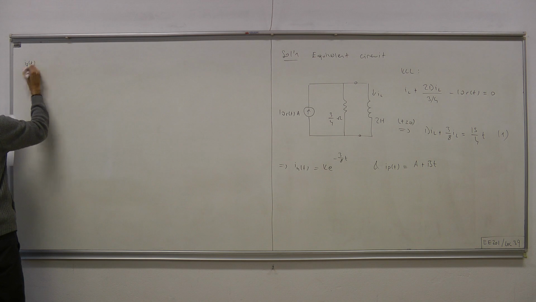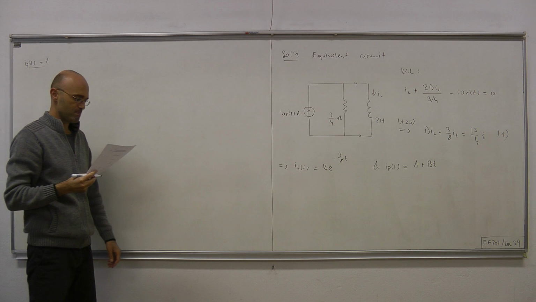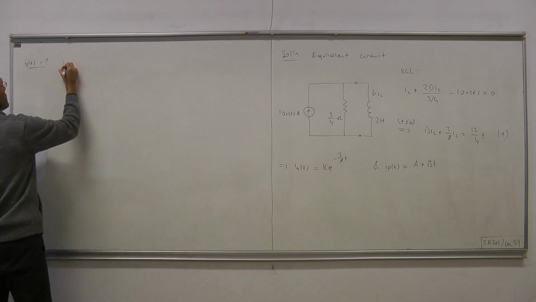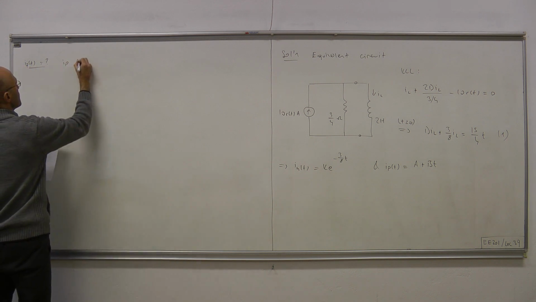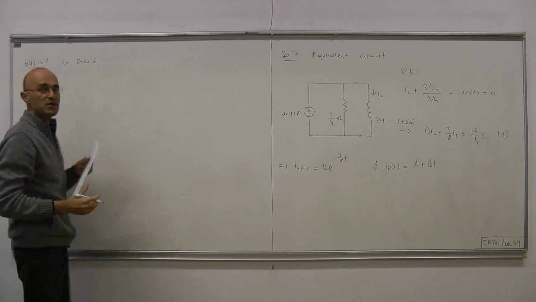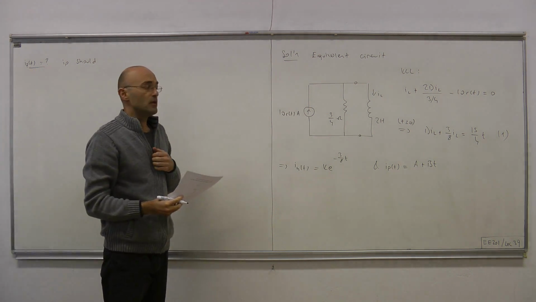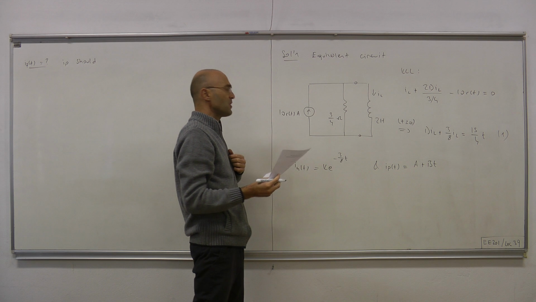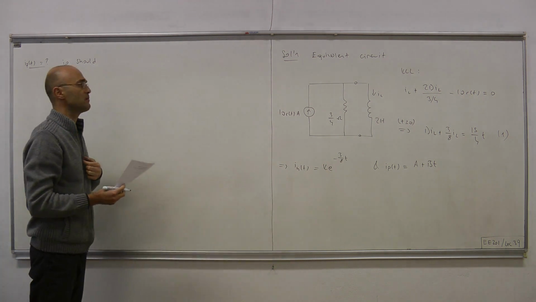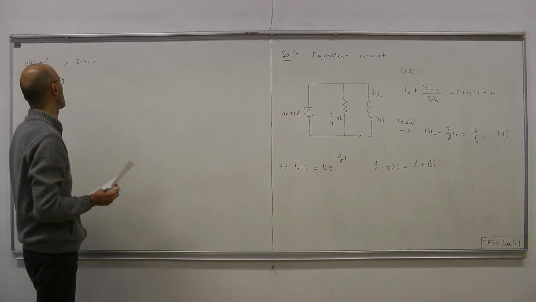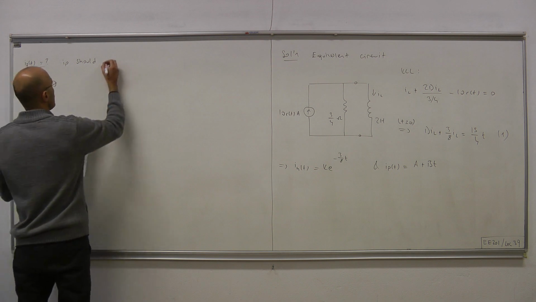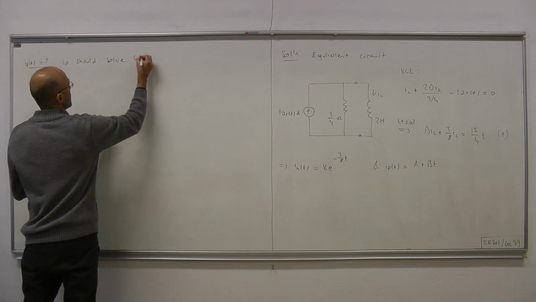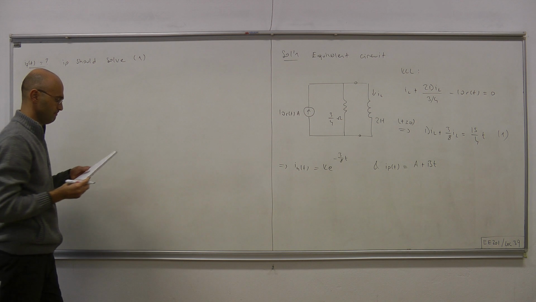So what's A and B? Or in other words, what's the particular solution? So the particular solution, as always, has nothing to do with the initial condition, and it can be obtained directly from the differential equation. Therefore, i_p should solve equation 1.